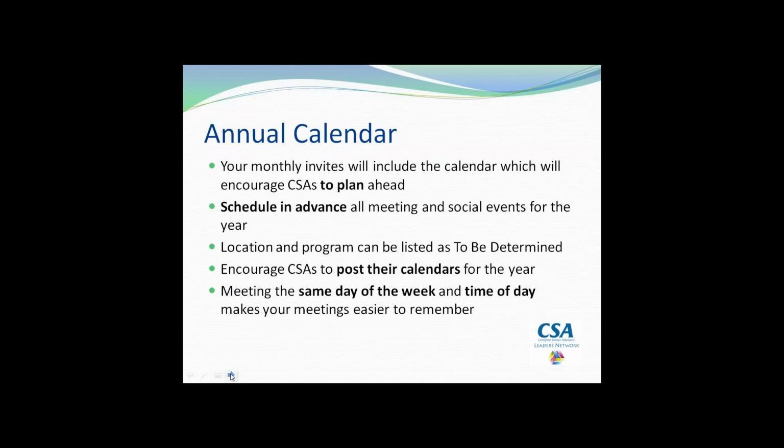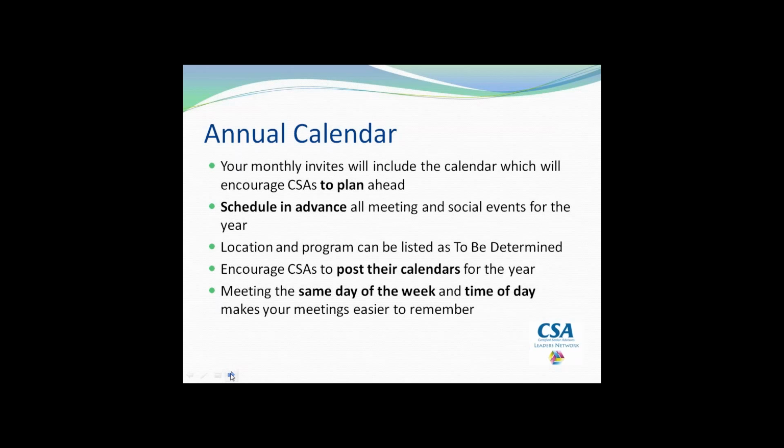An annual calendar is very, very important to have CSAs see that your group is viable and has ongoing meetings and events. Your monthly invites will include a calendar which will encourage CSAs to plan ahead. Schedule in advance all of your meetings and social events for the year so that we can post your calendar on your monthly invites. It also helps in terms of looking at the programs, looking at the balance, making sure that you design the programs you want, and then seek the subject matter experts as the facilitator or speakers for those events.